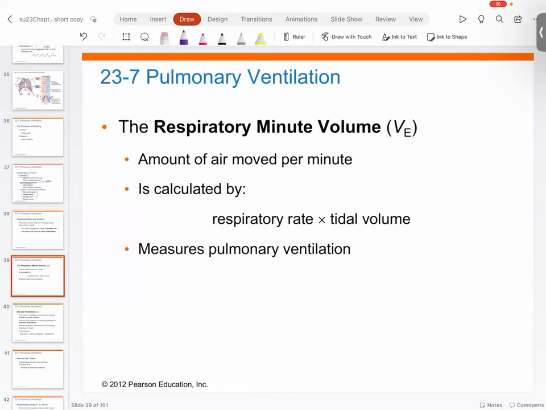Respiratory minute volume is the volume of air that you breathe per minute. So that's just basically respiratory rate times tidal volume. The rate, remember, is breaths per minute. Tidal volume is the volume per breath. So breaths cancel out. This gives you volume per minute. So this is your RMV, respiratory minute volume. And this is a measure of your pulmonary ventilation.